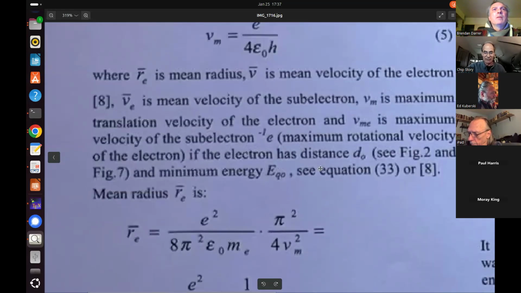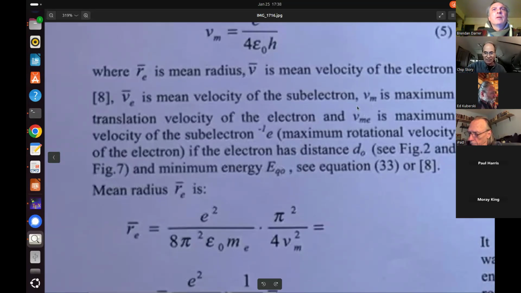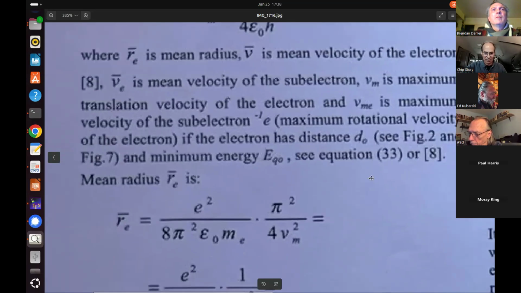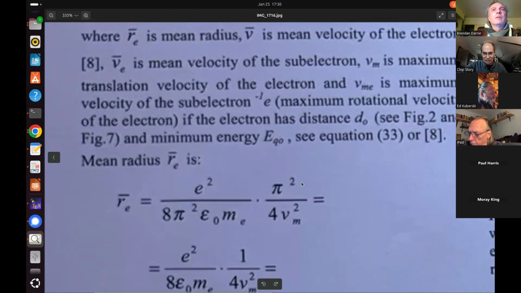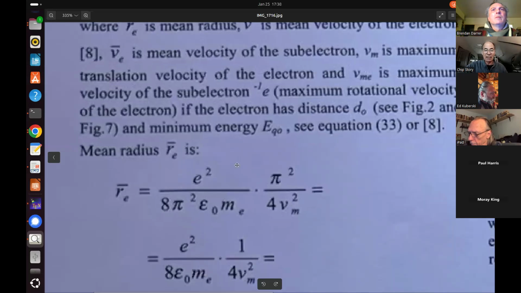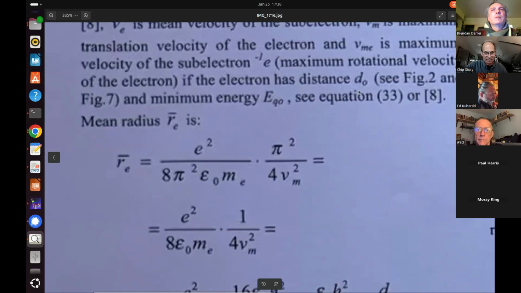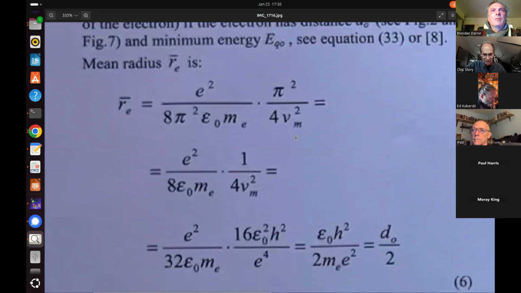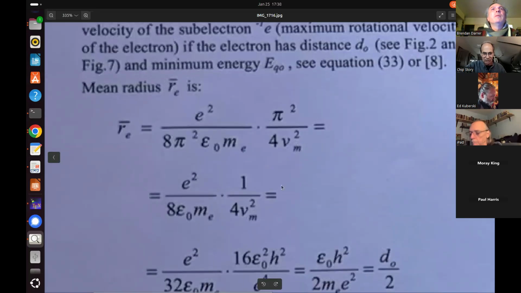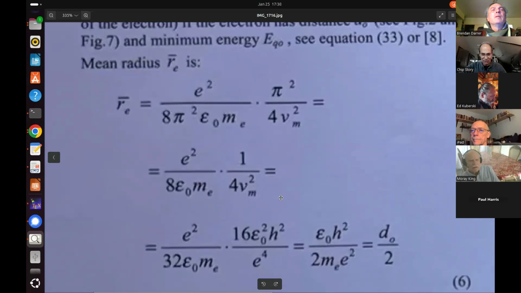V being the mean velocity of the subelectron, and Vm is the maximum translation velocity of the electron. VME is the maximum velocity of the subelectron, which is the maximum rotational velocity of the electron. If the electron has a very specific distance defined, and a minimum energy, a series of equations describing the minimum radius using spherical cloud 8 pi and mass associated with it.